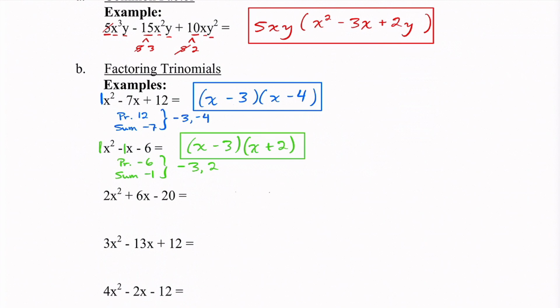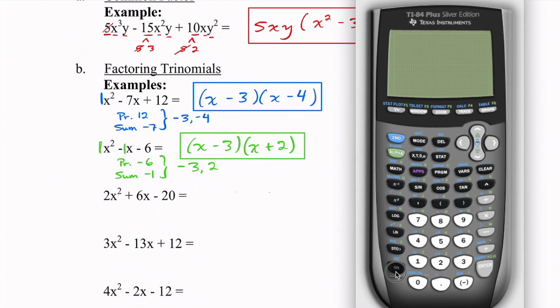If you wanted to check any of your answers, you could FOIL this back out and see if you get this. Another way, if you wanted to check this, is using your calculator. So all you do is you graph what you originally had and graph what you got. And if you only get one graph, that tells you that they are equal, they are the same graph. You only get one picture. So I'll just do that really quick.